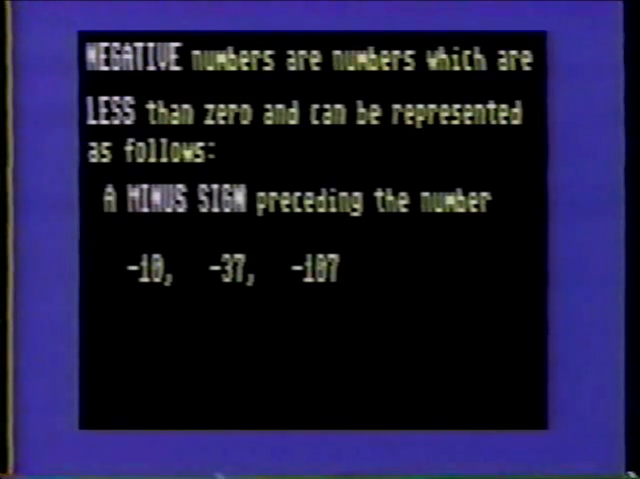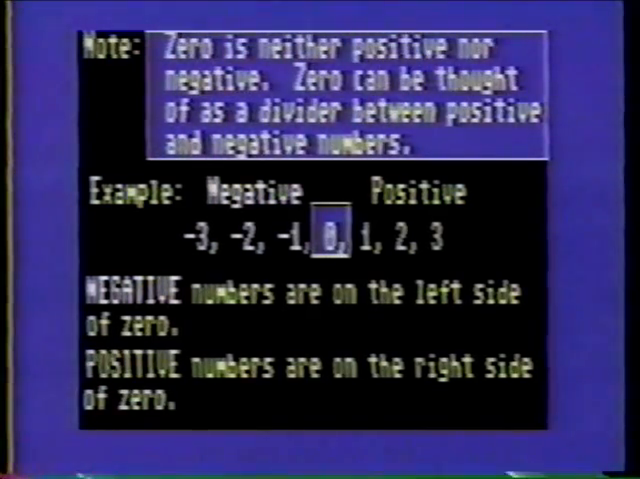There is one number, however, that we have not mentioned thus far. That is because it does not fall into either category. Have you already guessed which number I'm referring to? 0 is neither positive nor negative. 0 can be thought of as a divider between positive and negative numbers.